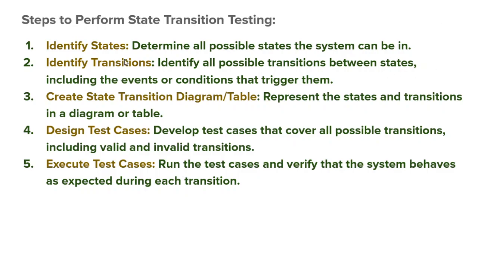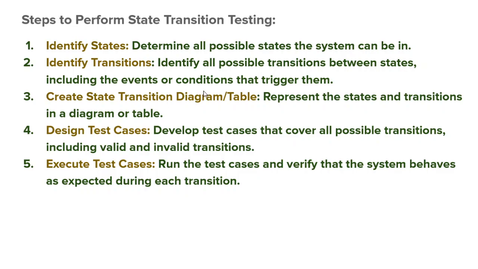Then we have to identify the transitions. We have to identify all the possible transitions between the states, including the events or any specific conditions that trigger that. So every state can be triggered by some specific condition. And then we have to create a state transition diagram. We will see an example also, then we can understand in a better manner. But let's just go through these points first and then we will see one example.